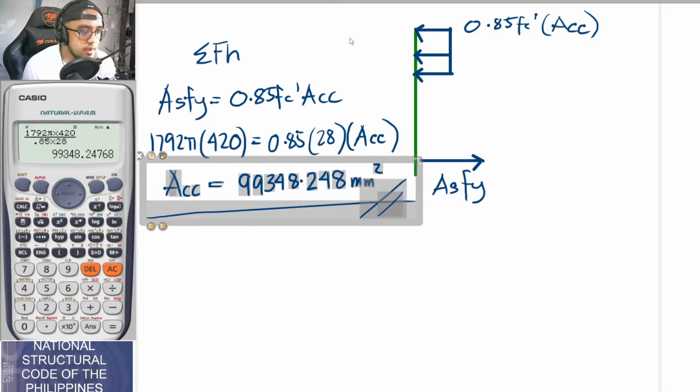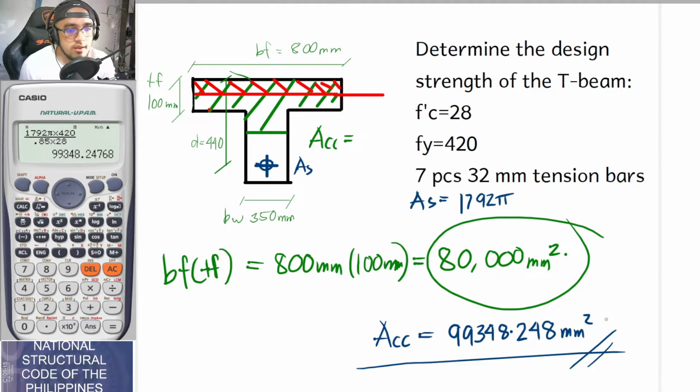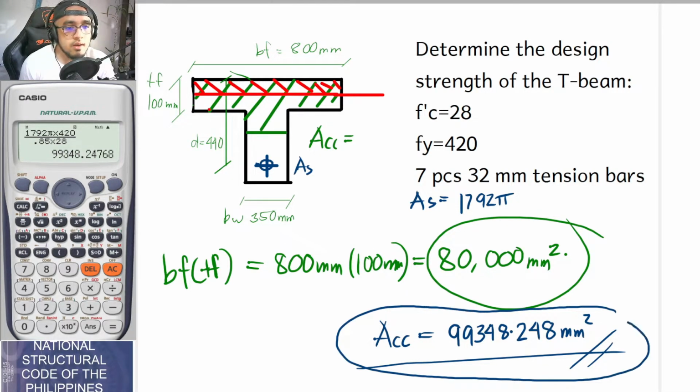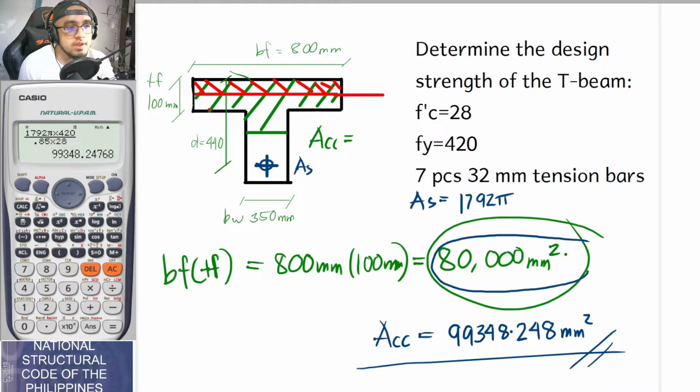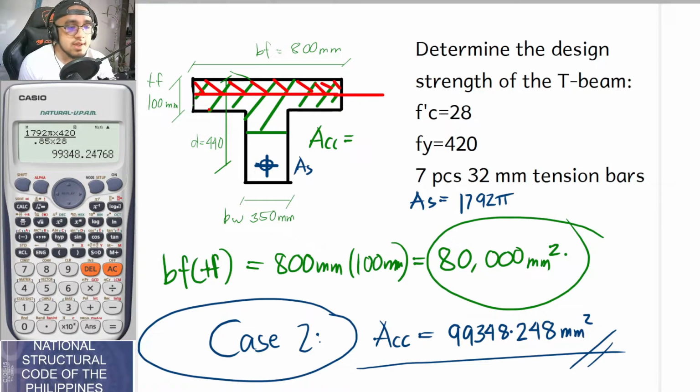If I copy this to our previous slide, as you can see, guys, the area of your compressive block is greater than the area of your flange. So what that means is that this is case number 2, whereas we would be analyzing this as a T-beam and not a rectangular beam. So ayun lang naman yun, guys. Okay, with that, we will now solve for the value of our, let's say, a, which is beta 1 c. Okay, so let us just proceed.